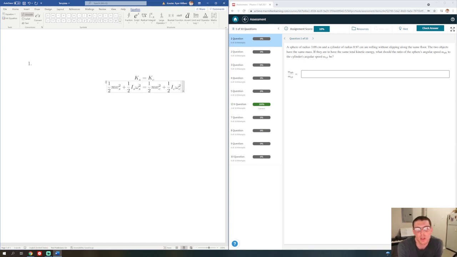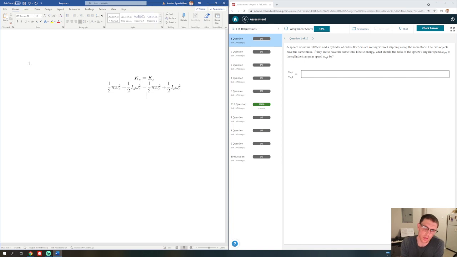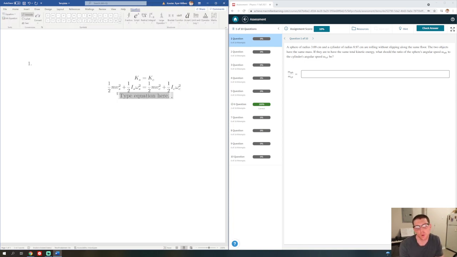So notice here that you can get rid of all the 1/2s and all the m's. Well, you have to actually substitute in for the moment of inertia to get rid of all the m's. But I'll show you how I would do that. We'll take this one step further. Get rid of all the 1/2s.